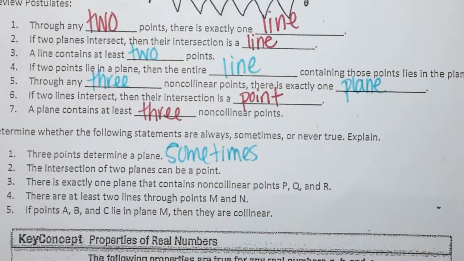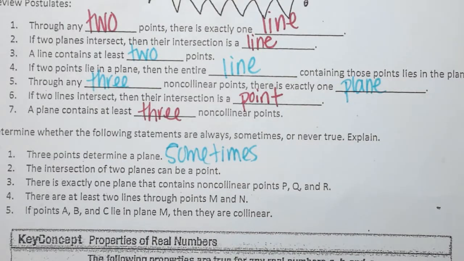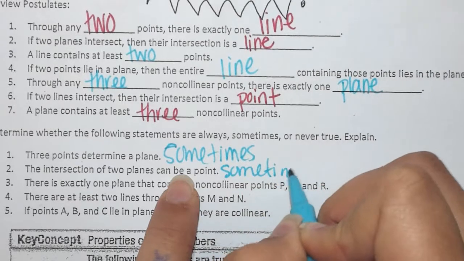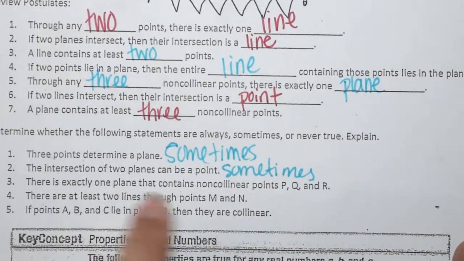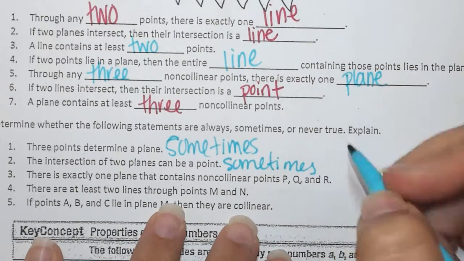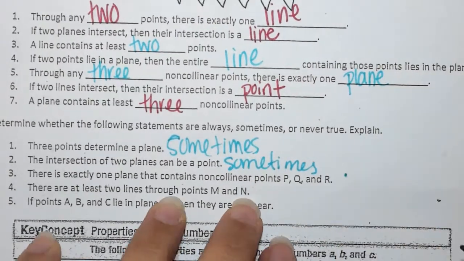Alright? The intersection of two planes can be a point. Sometimes. There is exactly one plane that contains non-collinear points P, Q, and R. Sometimes. Why sometimes?